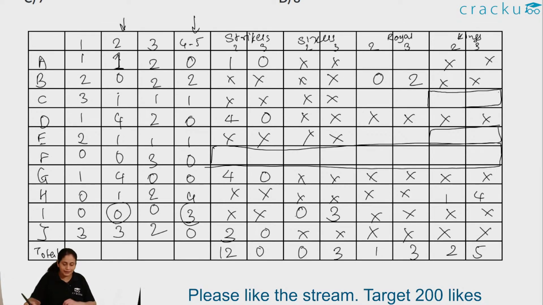Okay. So let us see. We have figured out who are there in strikers. Who are there in strikers? A is there in strikers. D is there in strikers. G is there in strikers. J is there in strikers.